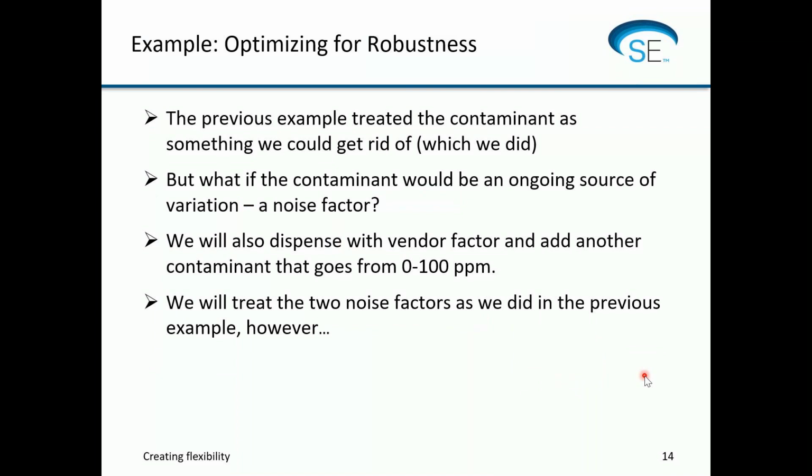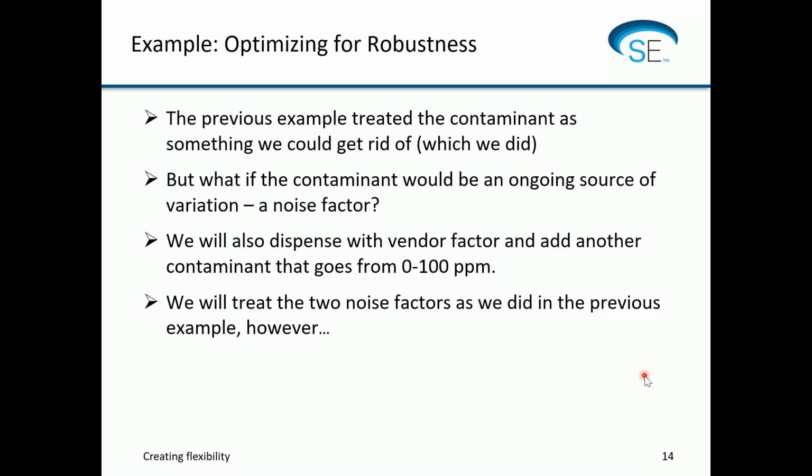So in the previous example, we treated a contaminant as something we could get rid of, right? We could filter it out, okay? But what if the contaminant would be an ongoing source of variation? It's going to be a noise factor, right? It's going to be what it'll be, and it's going to wander around on us, and it may cause us some trouble. So in this next example, I'm going to trade out the vendor factor, and I'm going to add another contaminant just to make this more interesting.